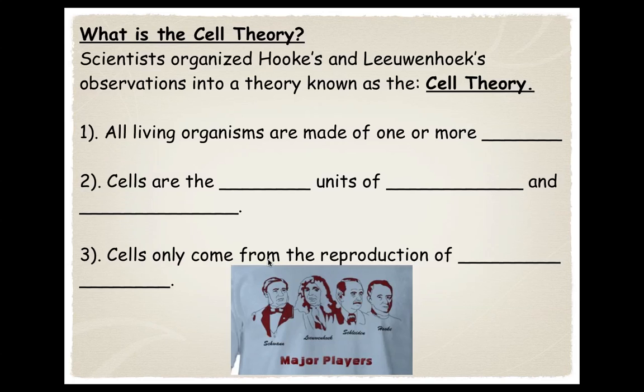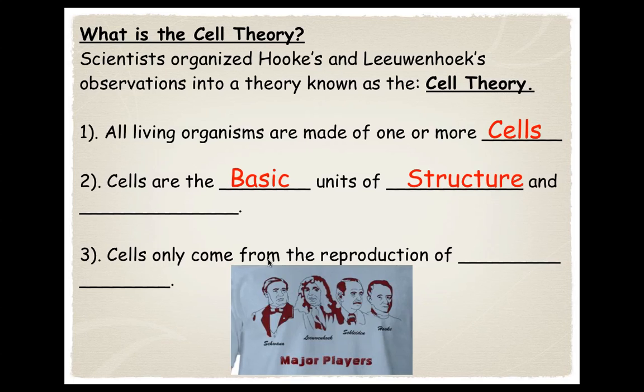So what is the cell theory? Scientists take Hooke's and Leeuwenhoek's ideas and combine them into a cell theory. And there's 3 scientists that are also credited with it, which you'll learn here in a second. The first statement is that all living organisms are made of one or more cells. We've already discussed this when we talked about the properties of life.